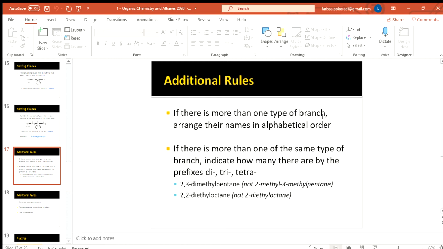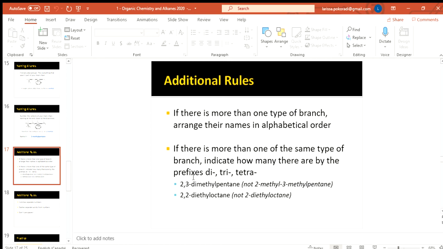We can also have several of the same type of alkyl group. So we might have several methyls coming off of the same chain. If that pops up, we have to use additional prefixes. So if we have 2 methyls, we can use a dimethyl. We have 3 of them, trimethyl, 4, tetramethyl, 5, pentamethyl, and so on. So those are prefixes you've probably used before. Anyways, a couple of examples.